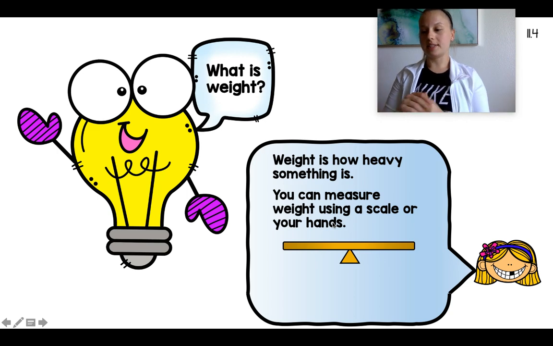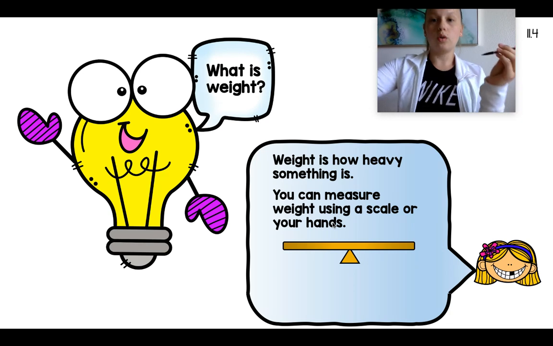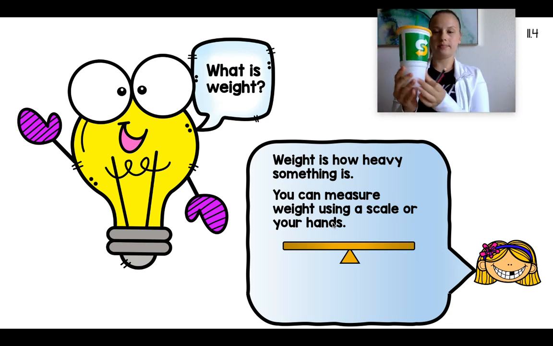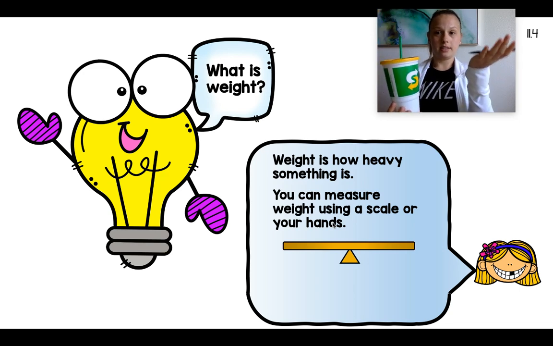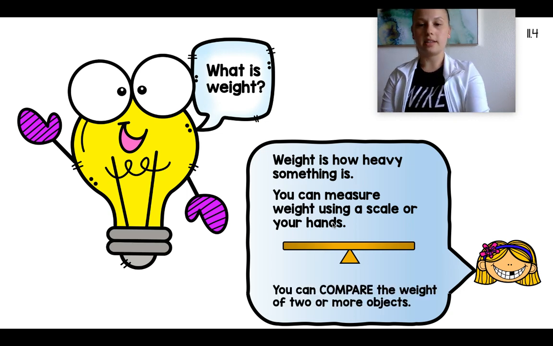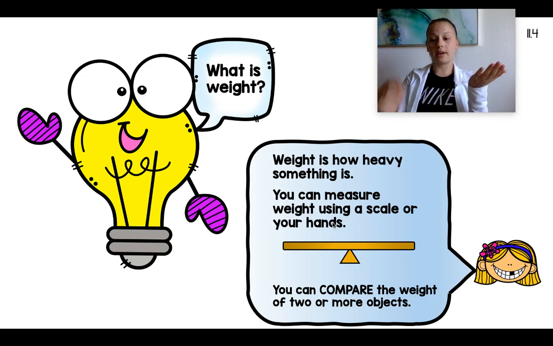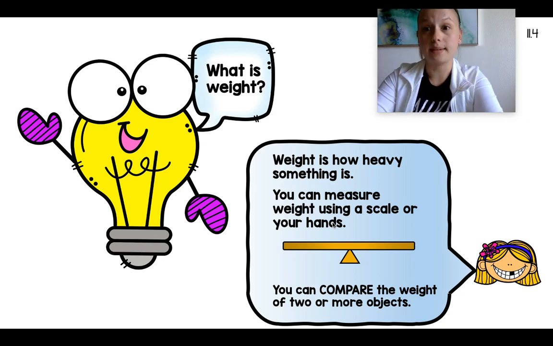So let me give you an example. I can hold something in this hand, and I can hold something in this hand. And I can see, well, this one is heavier than this. So different types of measuring weight. And you can compare the weight of 2 or more objects, just like I showed you. I was comparing the pencil was lighter and the drink was heavier. The drink weighed more.